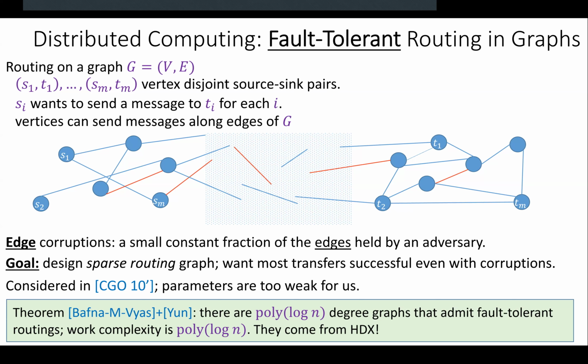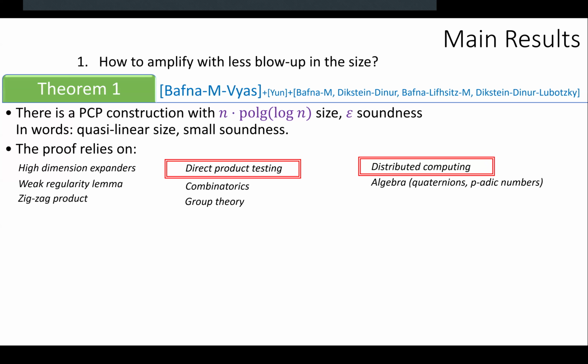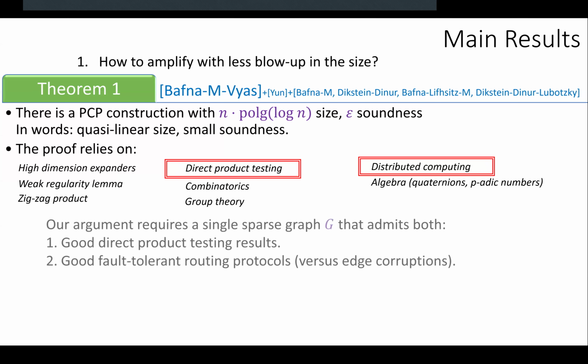So these graphs actually, as far as we know, come from these HDX graphs that we discussed earlier. Like random graphs? Random graphs do not work, I don't think so. So I'm going to say keywords why. So random graphs, yes.